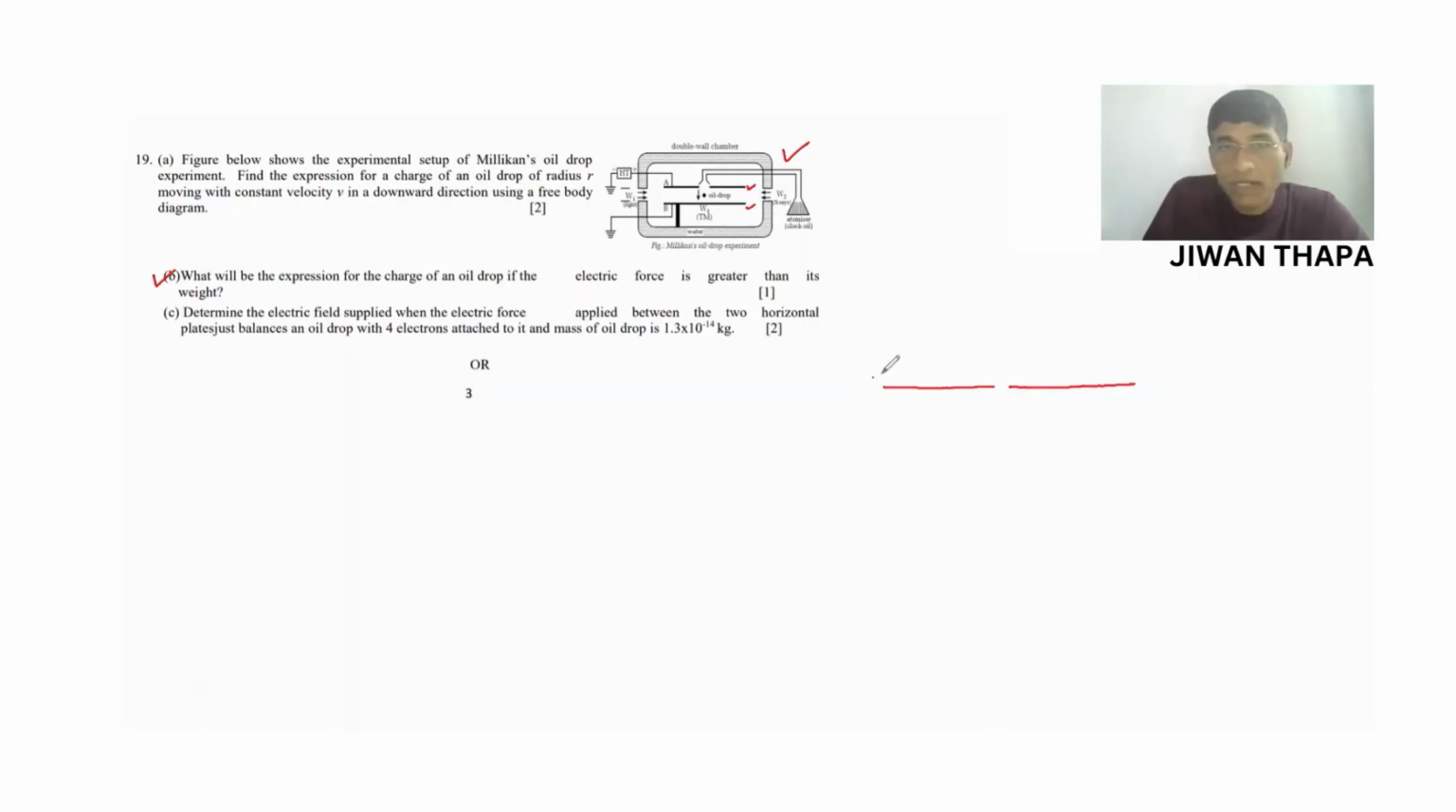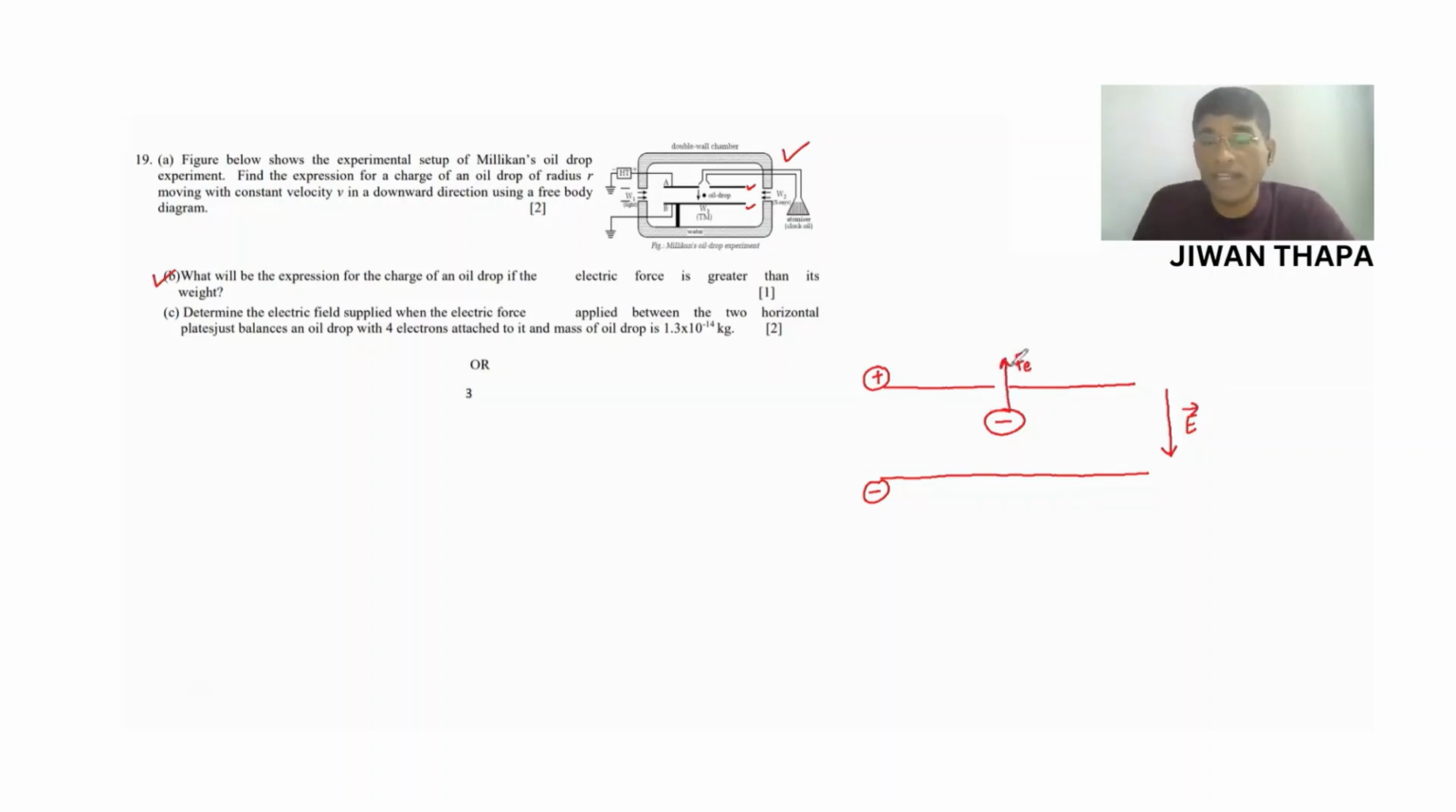This is the upper plate, which is positively charged, and we have the lower plate, which is negatively charged. Let us consider a negatively charged oil drop. Since the upper plate is positive and the lower plate is negative, the electric field acts in the downward direction. Due to this, the electric force Fe acts in the upward direction.